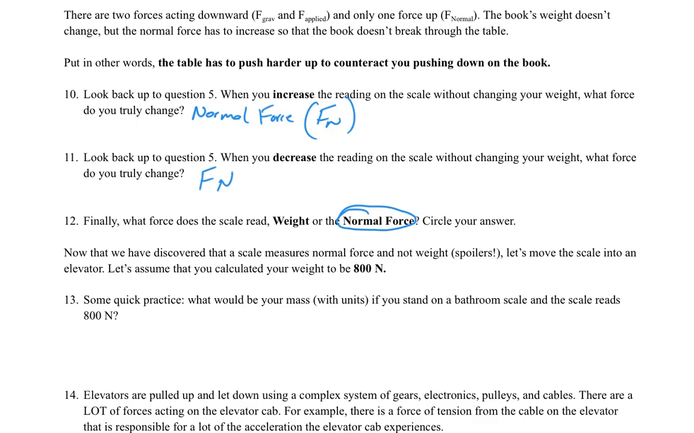So let's do a little bit of practice now. Okay, and if I'm going too fast, absolutely pause the video and read all the words that I'm kind of skipping through. Okay, so question number 13 asks, what's your mass if you stand on a bathroom scale and the scale reads 800 newtons?